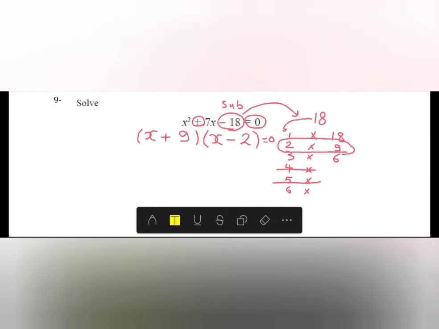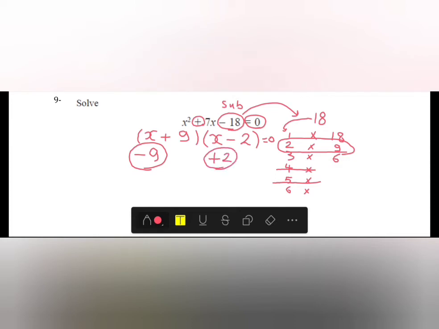To solve this, I have two ways. One of them is the fastest one, in which I say that here, x plus 9, so x is the opposite of positive 9, so x is negative 9. This is the fast solving method. And the same thing here, I will say that x minus 2, so x is the opposite of negative 2, so x is plus 2. In this way, I solved it the fast way. I'll say that x equals negative 9 and x equals plus 2. Now, this is the fast method.